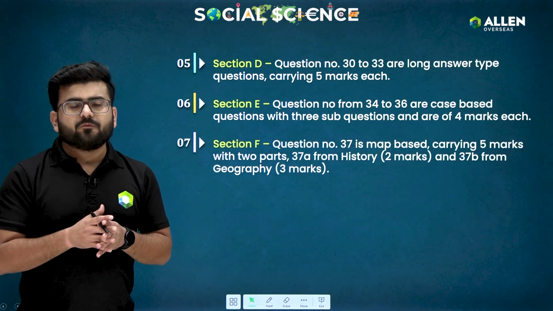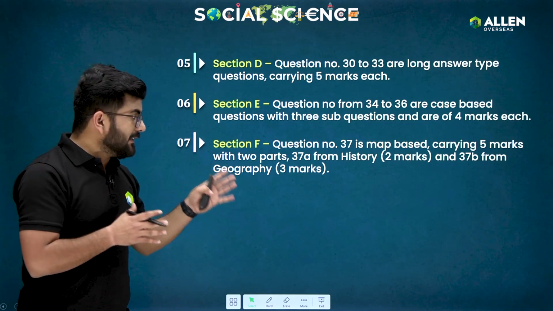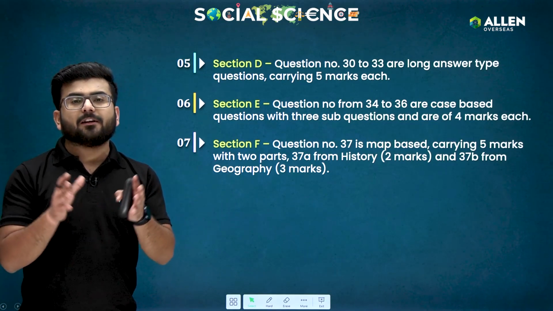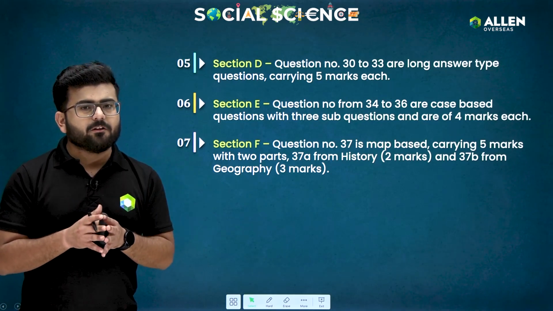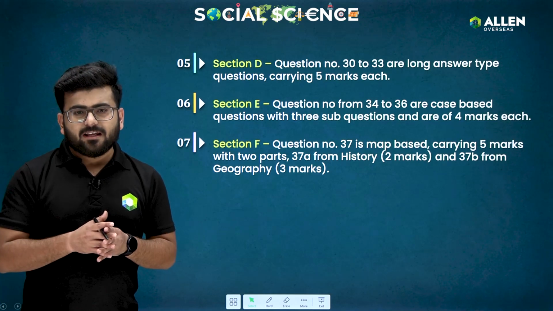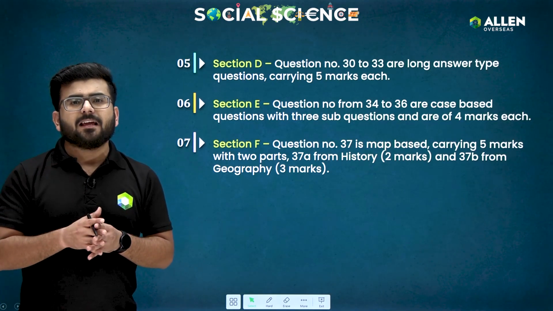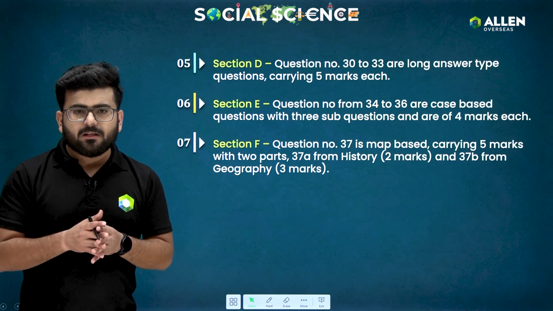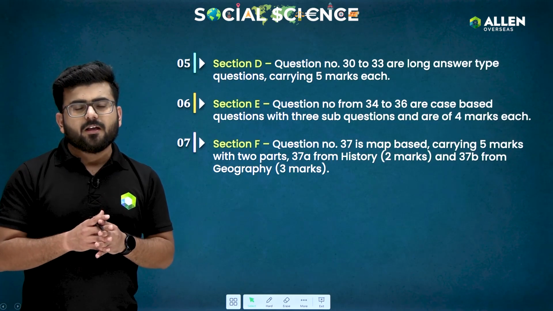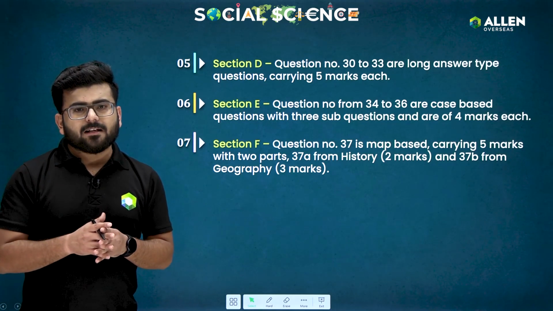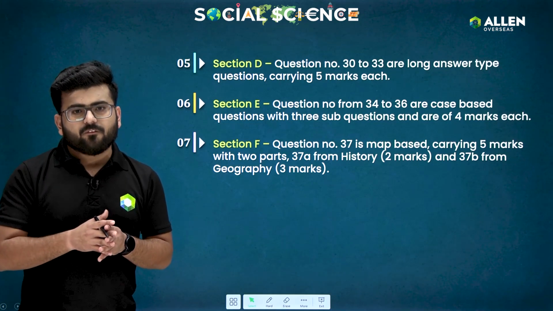Next to it, we have section F. In section F, we'll have questions of map type. So students, question number 37 will be the map question, and it will be divided into 2 different parts: question number 37A and question number 37B. In question number 37A, we'll have 2 map locations to be asked for history as the subject. In 37B, we'll have 3 map locations to be asked for geography as the subject. So this would be the exact paper pattern, which starts from section A and ends at section F.